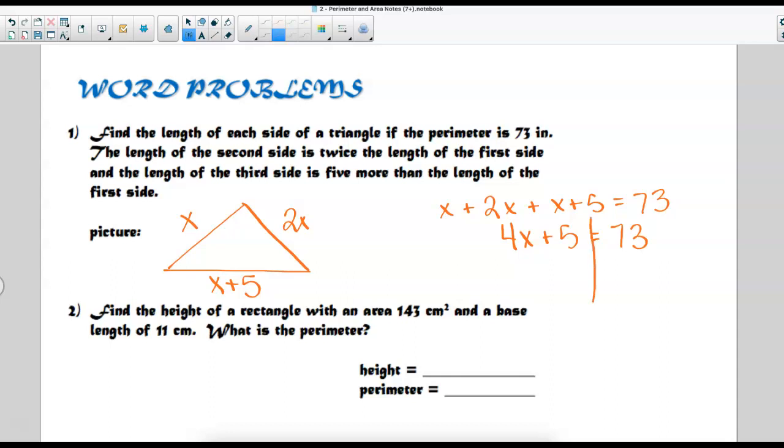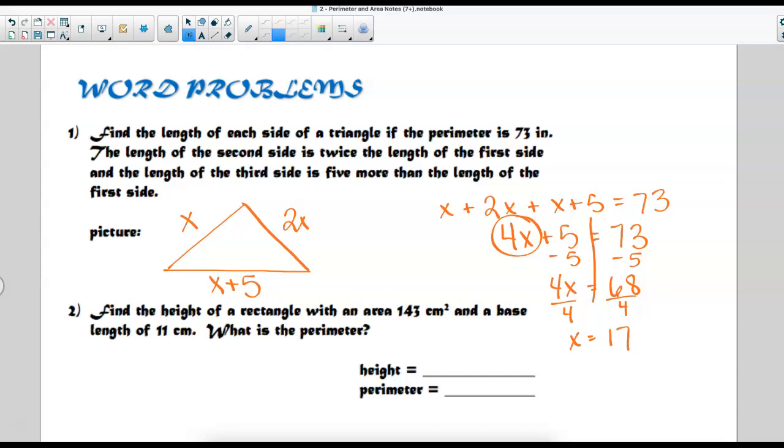Okay, I'm going to solve this. Right? The variable has a best friend. Oh yeah. These are best friends. How do we get rid of the non-best friend? Subtract 5. So we have 4x equals 68. And how do we get x by itself? Ellie? Divide by 4. So x equals 68 divided by 4, 17.